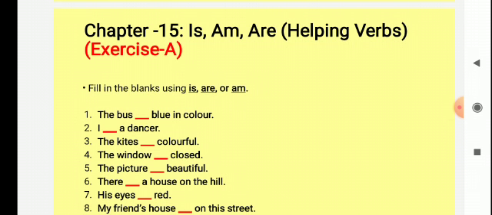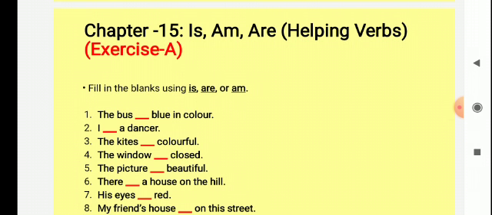Number 3. The kites dash colorful. Here the subject is kites. It is plural, many. So we will say the kites are colorful. Number 4. The window dash closed. The window is singular in number, so we will say the window is closed. Number 5. The picture dash beautiful. The picture is singular in number, so we say the picture is beautiful.